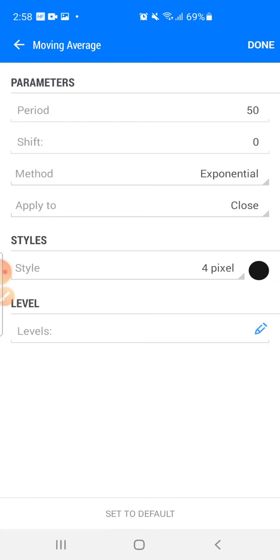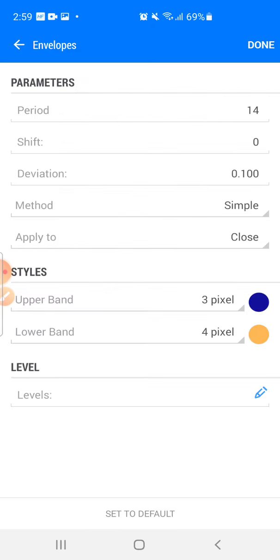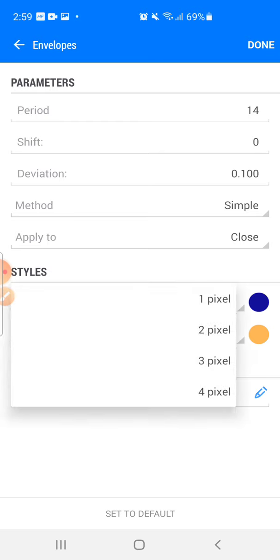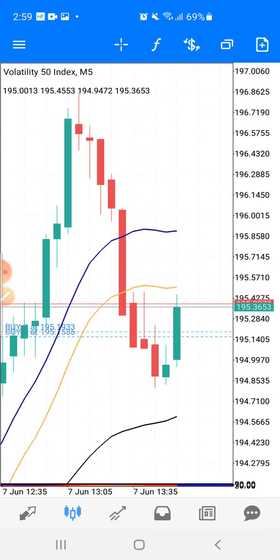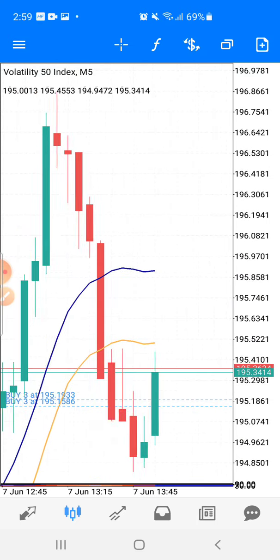I have the first indicator here as moving average 50. The moving average 50 method is exponential, apply to close, 4 pixels. Then the second one is envelope. You have envelope period 14, shift 0, deviation 0.100. Method is simple, apply to close. You can see the colors; you can change it to any color of your choice. Then 4 pixels. You just click on done and we are done. So this is it.